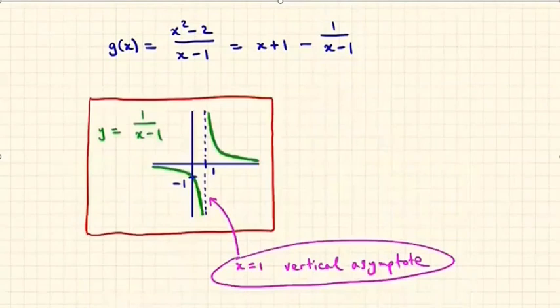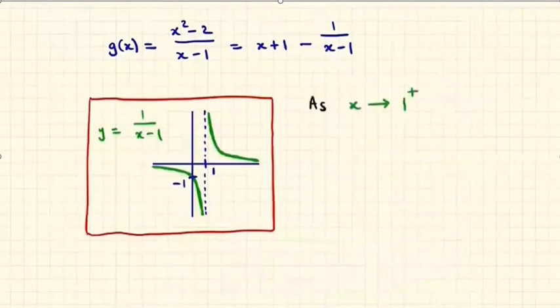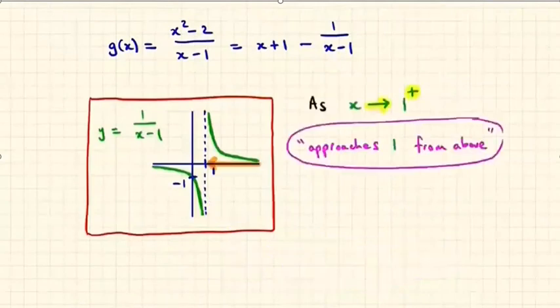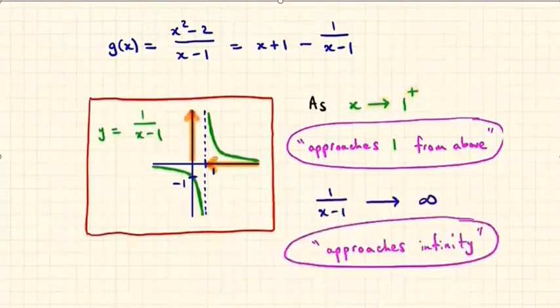As x approaches 1 from above, using this arrow notation with a little plus sign as a superscript, we see 1 over x minus 1 shoots off towards infinity, by which we mean getting arbitrarily large and positive.